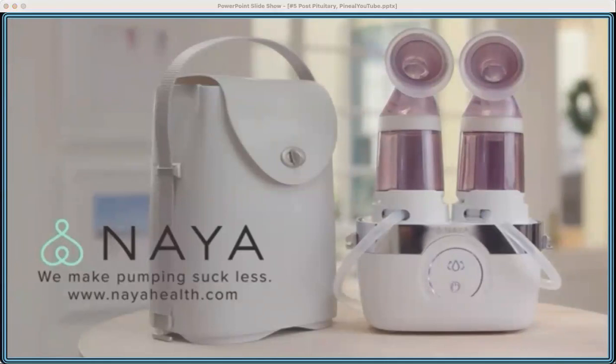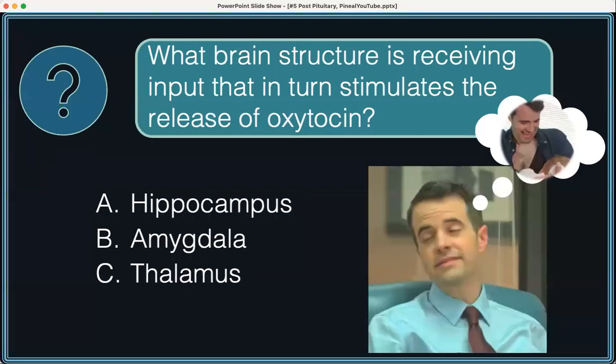So that's an advertisement for a breast pump. So what this shows is what happens with the act of breastfeeding, even thinking about breastfeeding.